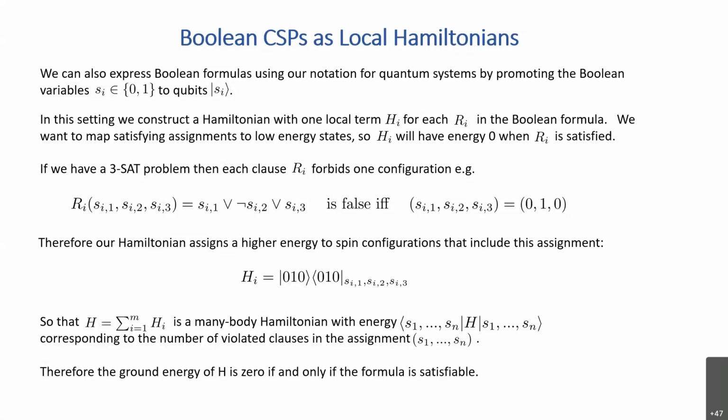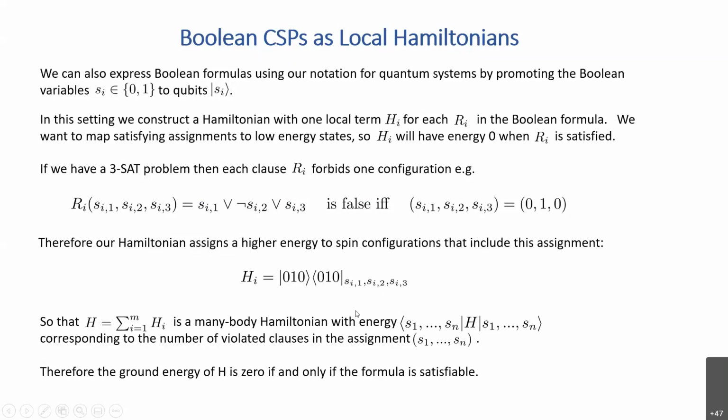To do that, we can just write a projector that assigns energy 1 to that particular 3-bit string. This notation indicates which qubits we're acting on non-trivially, and of course it'll be tensored with an identity on the rest of the qubits, because that clause is only checking those 3.